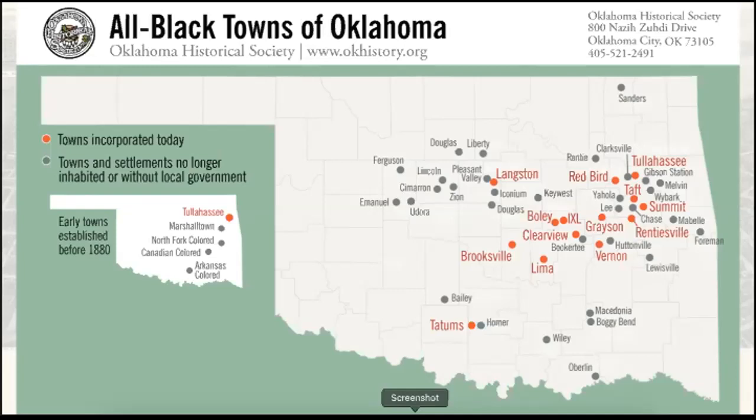So while you're thinking about that, movement is an obvious theme here as African Americans traveled from the South to present-day Oklahoma. Looking at the map, you can also see a fairly well-defined region of all-black towns within Oklahoma. It's strongly clustered right around the northeastern portion of Oklahoma.